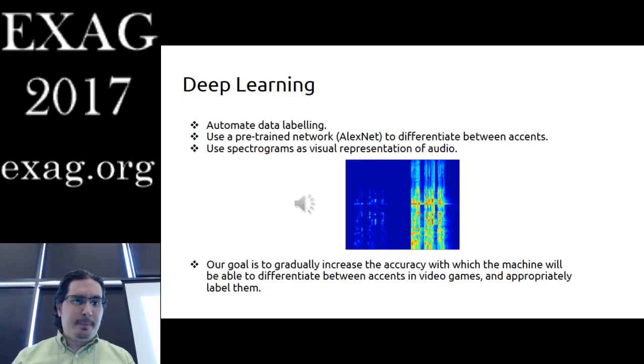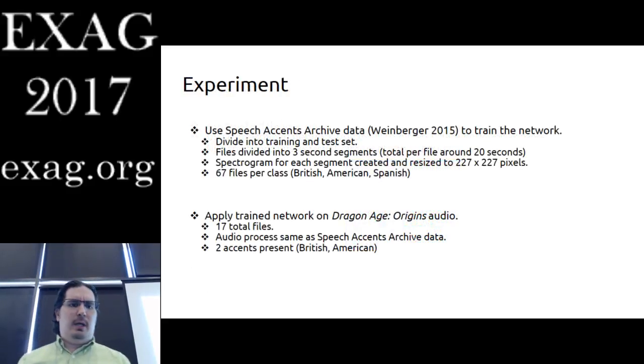So how we went on to experiment and to validate this is we first used the speech accents archive from the George Mason University to train our network. The reason we were using this database is because it's already labeled with all the metadata, and it has a variety of non-native English speakers in it, so we have a variety of accents. The way we went through it is we divided it into training and test sets. Each of the files are about 20 seconds long.